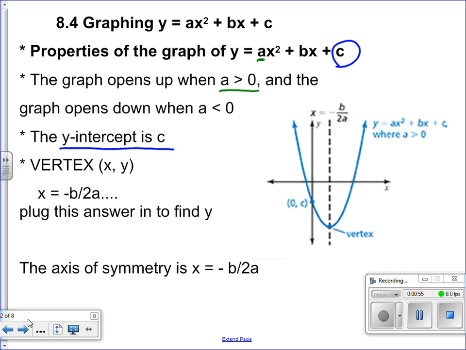And the vertex. To find the x-coordinate of the vertex, we use this formula, negative b divided by 2a. Negative b, so the opposite of b, divided by 2 times a is our x-coordinate of the vertex. And then in order to find the y, we just have to substitute the x value in for x and then solve the equation for y. And the axis of symmetry is negative b divided by 2a, which would make sense. It would be the line that goes through the vertex.